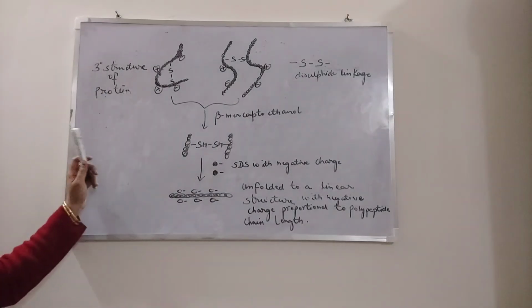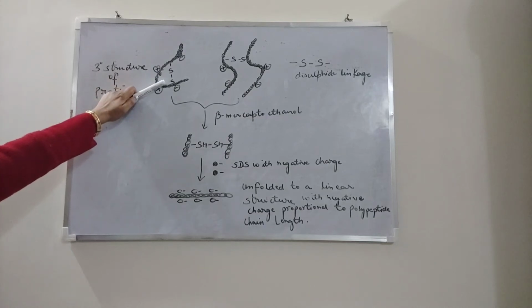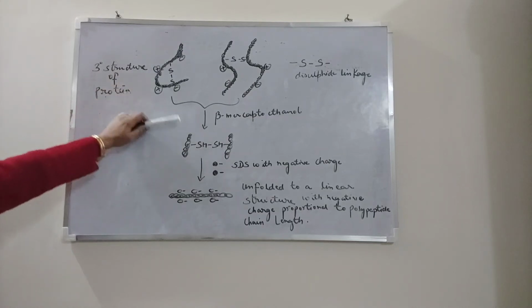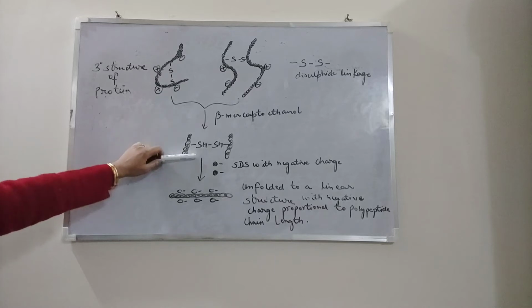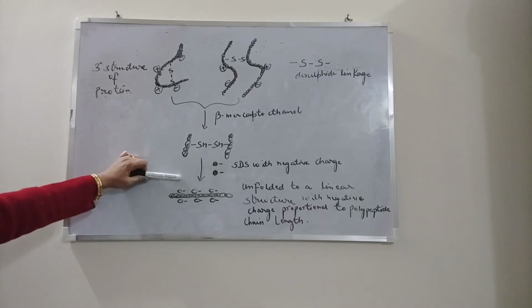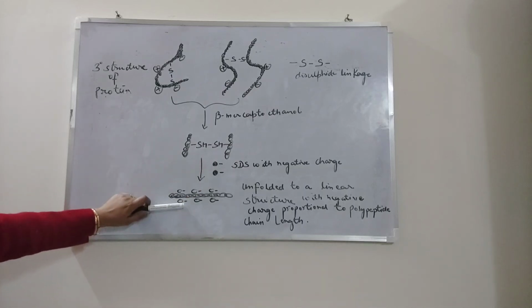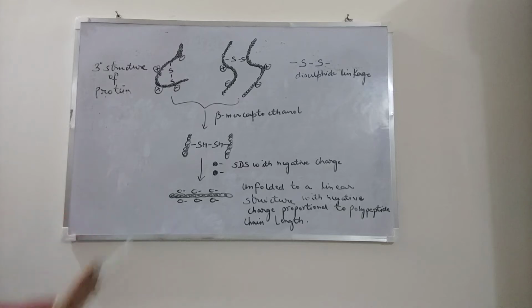In this figure, you can see the protein in its tertiary structure. The arrows represent the disulfide linkage that holds the protein in its tertiary structure. Beta mercaptoethanol reduces this disulfide linkage, unfolding the protein into its linear structure. SDS, which provides negative charge, will bind with this protein, thus denaturing it.